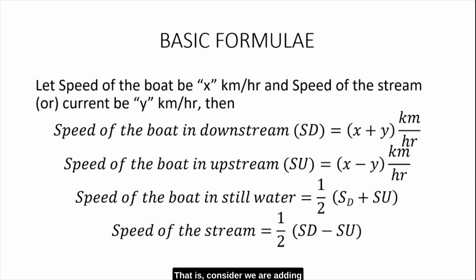That is, when we add formulae 1 and 2, we will get 2x. The speed of the boat in still water we know as x, therefore half of SD plus SU will give us the speed of the boat in still water. Similarly, we know that the speed of the stream is y, therefore half of SD minus SU will give us the speed of the stream.